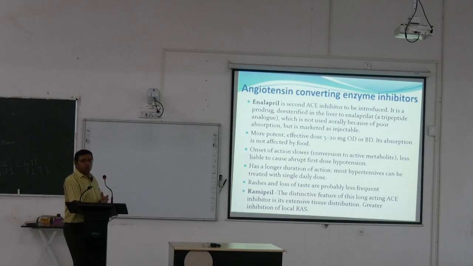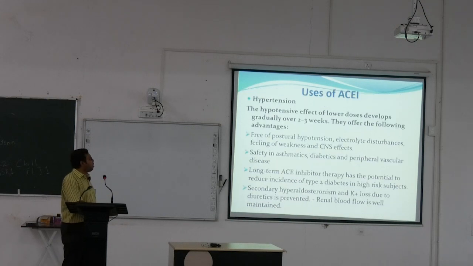Enalapril is the most commonly used. You can see now, the second ACE inhibitor. It is a prodrug, more potent, usually given once daily or twice daily. Onset of action is slower, with a longer duration of action. In most cases, all the properties are similar to those already discussed. Rashes and loss of taste are less frequent. Ramipril is another drug that is used. Its distinctive feature is extensive tissue distribution and greater inhibition of the local renin. Already we have seen that there is local renin as well as systemic. Local renin inhibition also happens by means of ramipril.